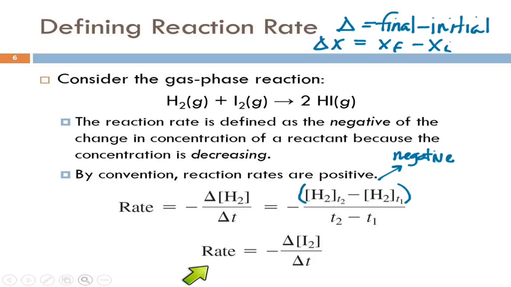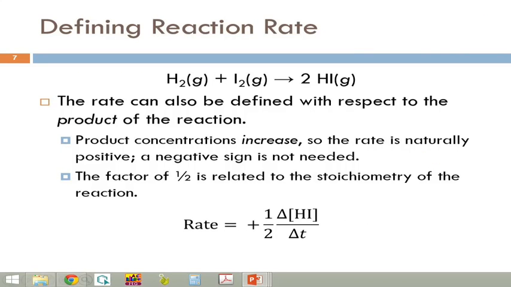This is the rate equation for the other reactant. Any chemical reaction has one rate. Whether you're looking at it as one reactant or the other reactant or one of the products, however you end up calculating it, the rate should come out to be the same, and they're always going to be positive. Any questions? So that's defining the rate as looking at the concentration of a reactant.